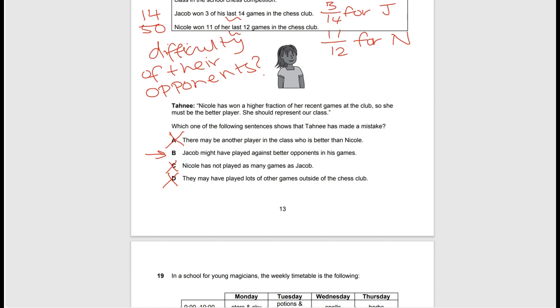So our best answer as to why Tani is wrong: Tani says Nicole must represent our class. She has more percentage wins, so her fraction is higher than Jacob's fraction. But what if Nicole played very easy players and Jacob actually played very difficult players and still managed to win 3? So our best answer is B because we don't know the difficulty of Jacob and Nicole's opponents.